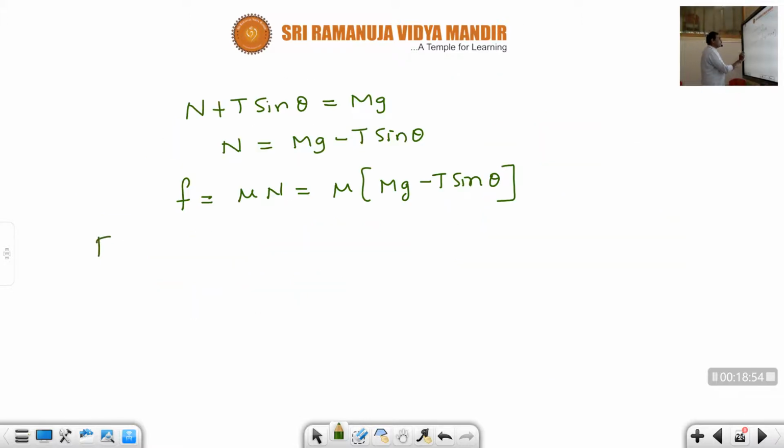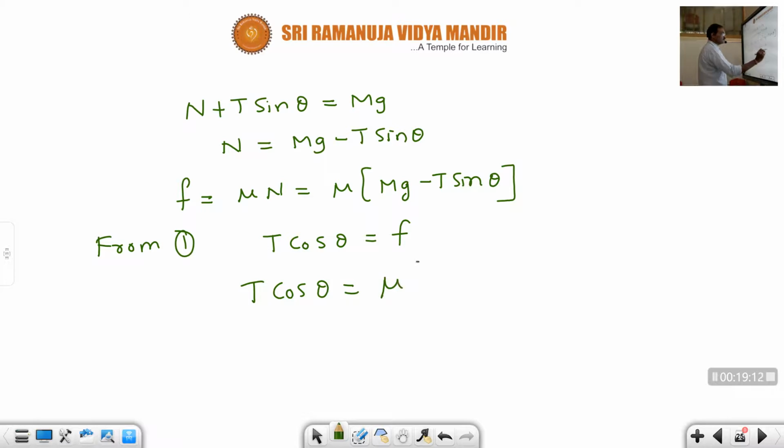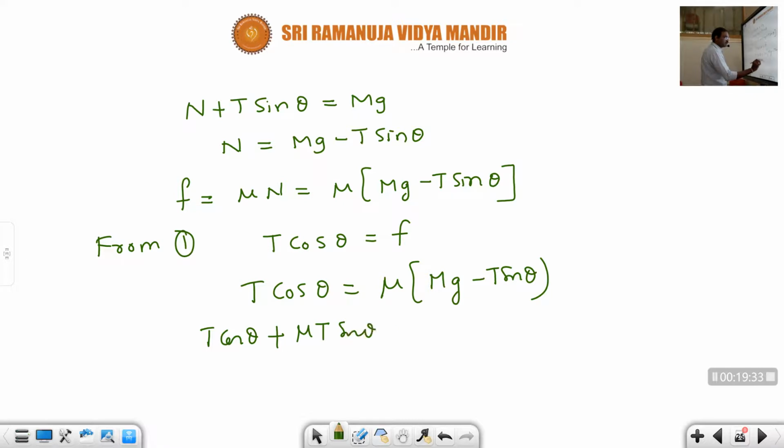Therefore, from equation 1 we can say simply that T cos theta is equal to the force of friction, and T cos theta is equal to mu into N, that is mu of mg minus T sin theta. See now carefully, I will send mu inside. That means minus mu T sin theta, I will bring it down. That means T cos theta plus mu T sin theta is equal to mu mg.